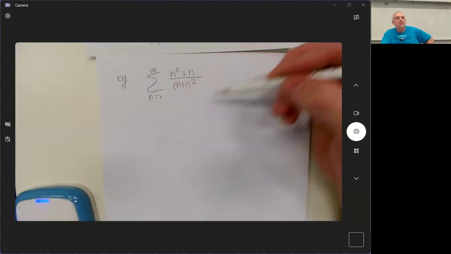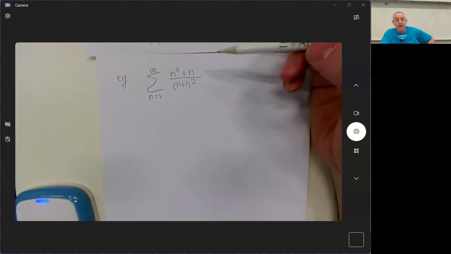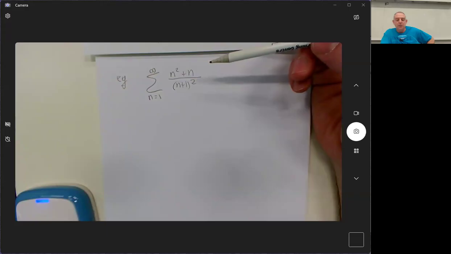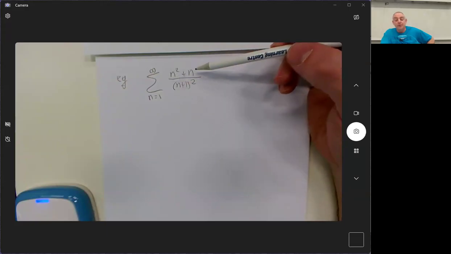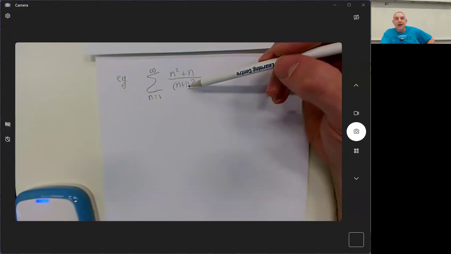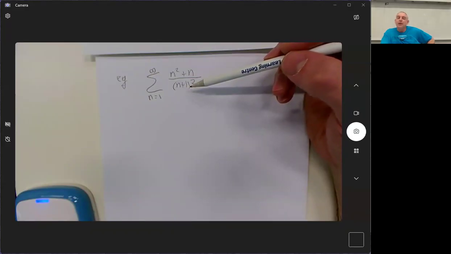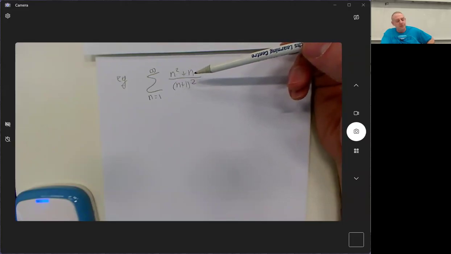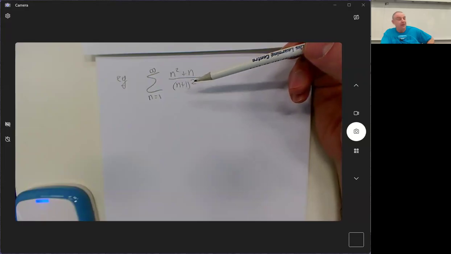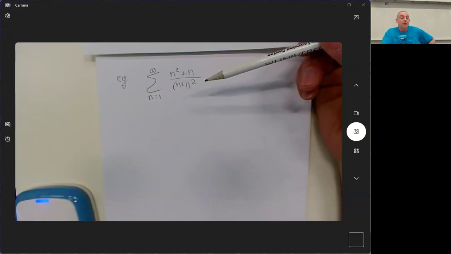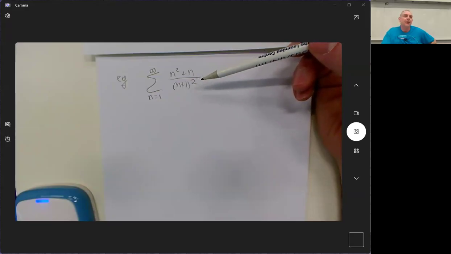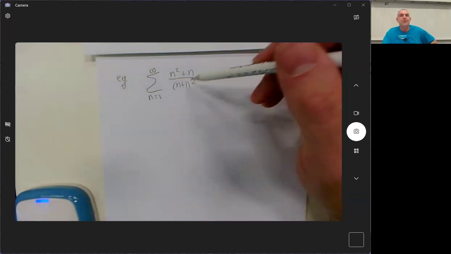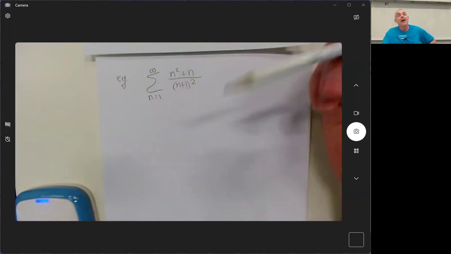So this series, it's a perfectly good series. If I put n equals 1 in, I get 2 over 2 squared, which is a half. And if I put n equals 2 in, I get 6 over 9, which is 2/3. And if I put n equals 3 in, I've got 12 over 16, which is 3/4. So this number's getting bigger and bigger. So my idea is that it's probably not going to converge, because the number just keeps getting bigger. It's going to have to get smaller. But I have to be sure.